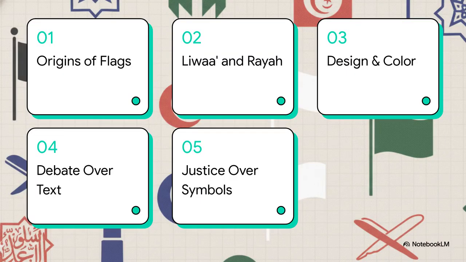Here is the roadmap for today. 1. Origins of Islamic flags. 2. The liwaa and the rayah. 3. Design, color, and shape. 4. The debate over text. And finally, 5. Justice over symbols.